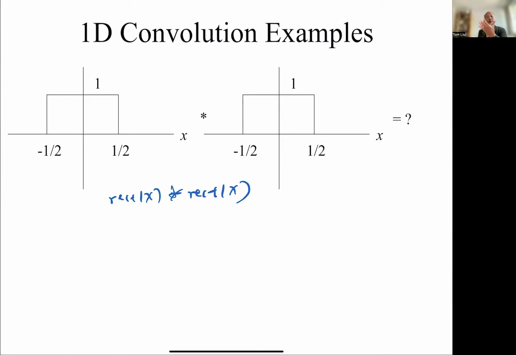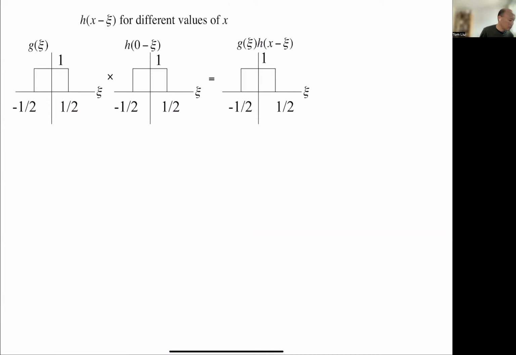So you can imagine, if you think about it, you want to think about it first. You can take one rect function and take the other one and flip it, but flipping it is just still a rect function. And then as you shift it to different locations, you want to multiply and integrate. We're going to go through that together and see what that looks like. Okay, so basically here we've got g of xi, so that's going to stay the same. And then we're going to look at h of x minus xi for different values of x. Remember, x represents how much you shift things by.